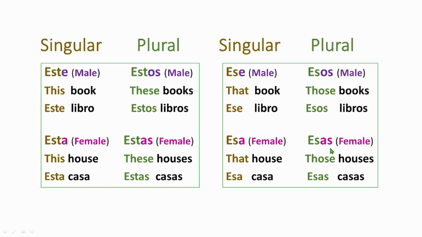Esos and esas both are "those." This one goes for the male one, and this one goes for the female. Similar goes here. Este and esta are "this" for the male and female, and estos and estas are "these" for male and female. That's it. Pretty simple.